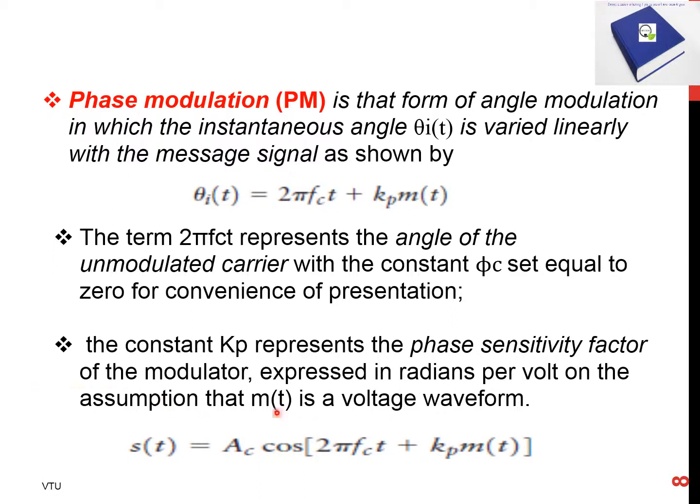on the assumption that m of t is the voltage waveform. So as per this theta i of t, I can write s of t equal to Ac cos 2 pi fct plus kp m of t will be the equation for the modulated signal of PM wave.